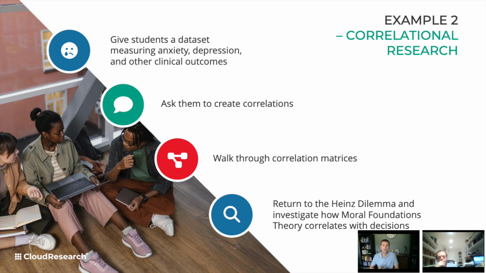They're then given a new pre-built Qualtrics file so they can see how a study like this is set up, and a new data set where they can test the correlation between people's moral foundations and their judgments of Heinz.